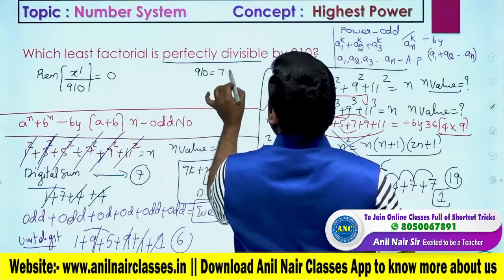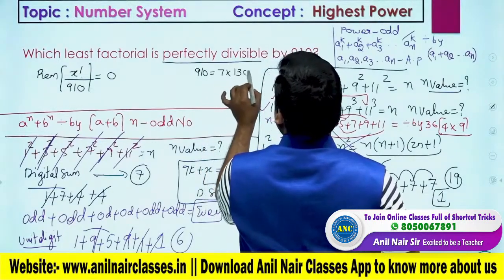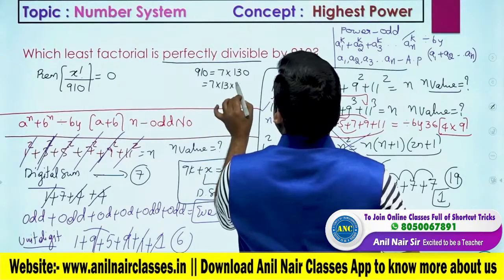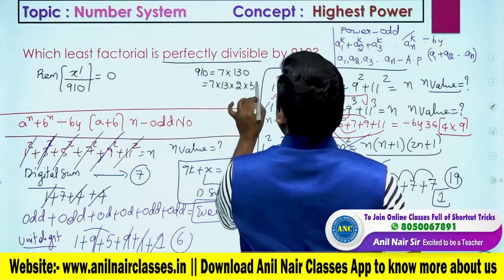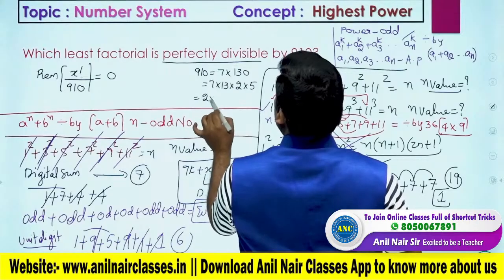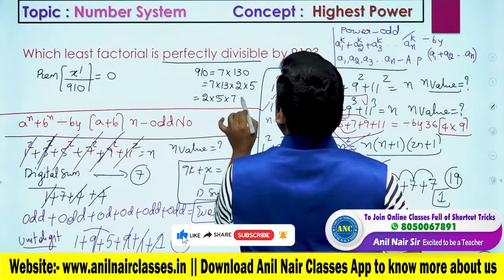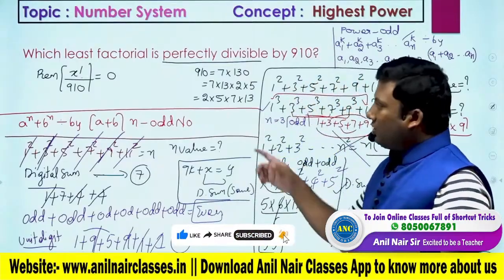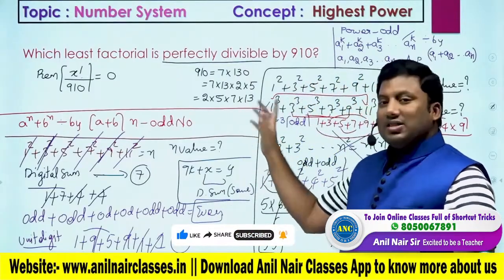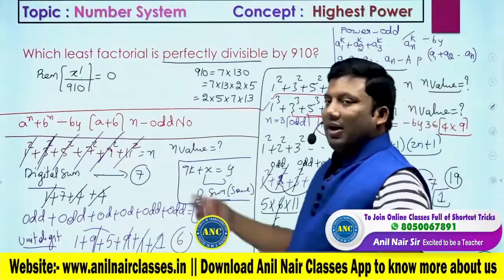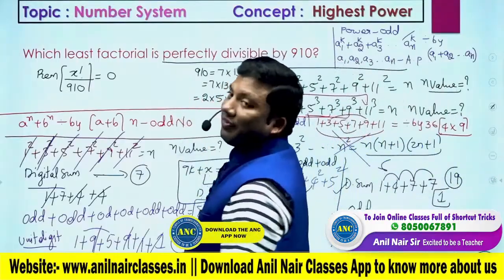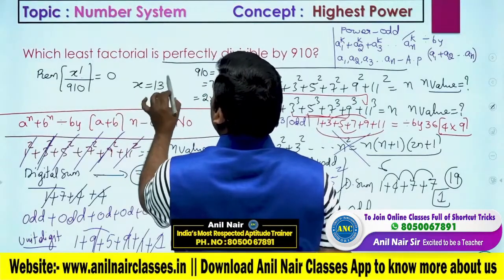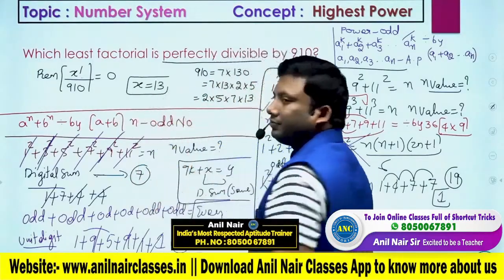First thing, 9, 10 factorize it. 7 into 13 into 10. 10 it is 2 into 5. So if I write it in ascending order, 2 into 5 into 7 into 13. What is the highest prime number? 13. 13 will come in which factorial starting onwards? 13 factorial onwards.